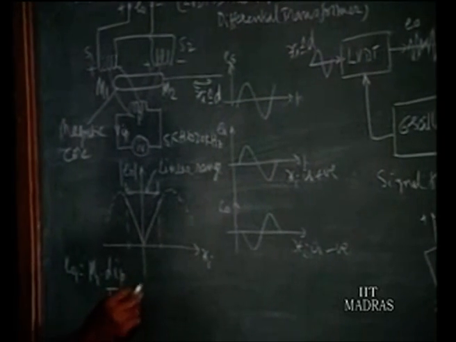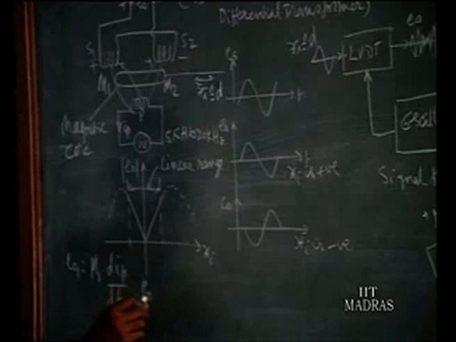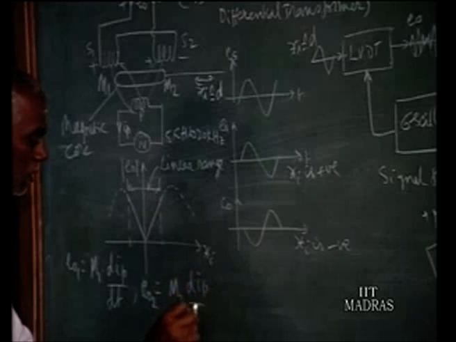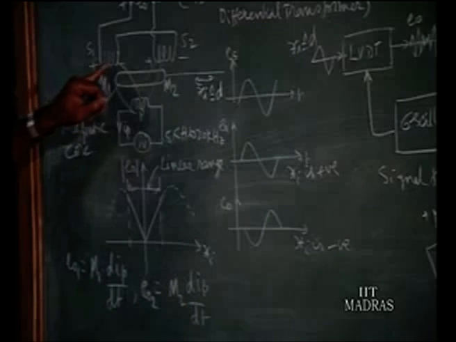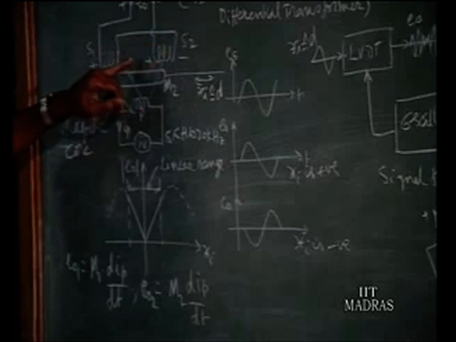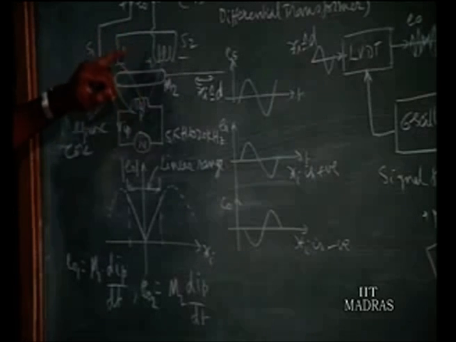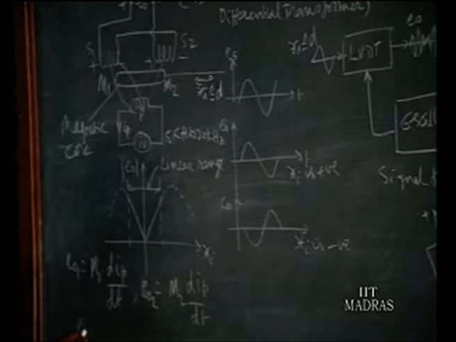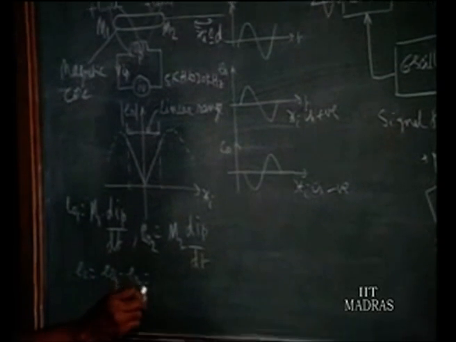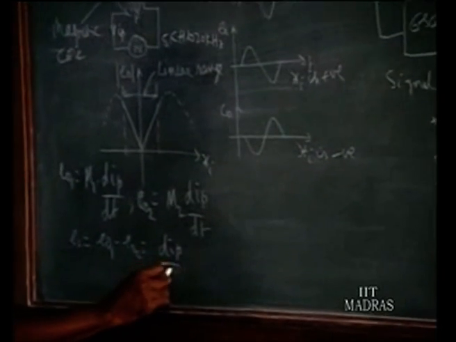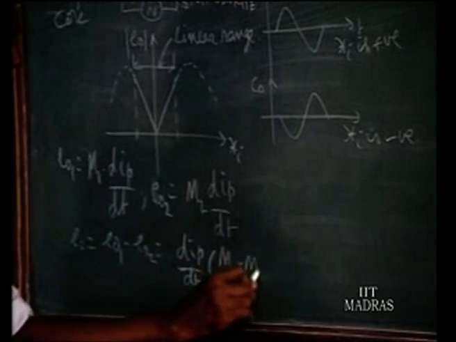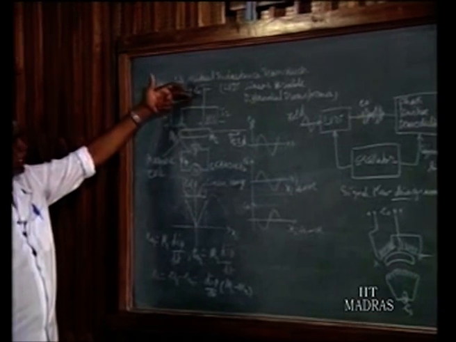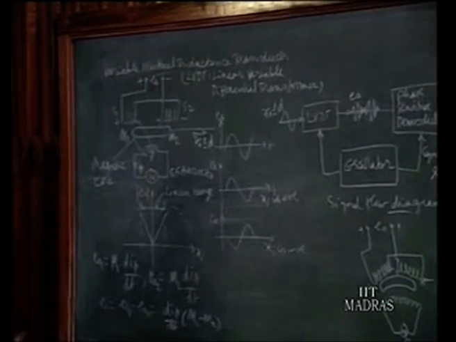Similarly, EO2, that is the voltage developed in secondary coil 2, is equal to the mutual inductance M2 into dIP by dt. Now these 2 coils, as we see, are connected in polarity opposition. So the net voltage appearing between these 2 coils is the difference between these 2 voltages. So EO is equal to EO1 minus EO2, which is equal to dIP by dt into (M1 minus M2). This is the voltage developed at the terminals of the secondary coils, and the output voltage is proportional to this.